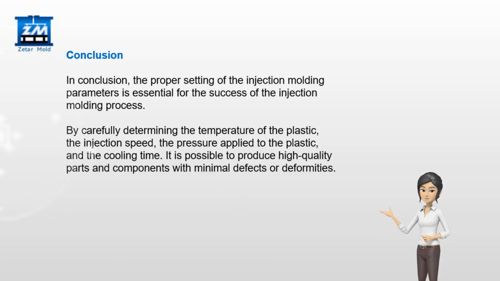Conclusion. In conclusion, the proper setting of the injection molding parameters is essential for the success of the injection molding process. By carefully determining the temperature of the plastic, the injection speed, the pressure applied to the plastic, and the cooling time, it is possible to produce high-quality parts and components with minimal defects or deformities.